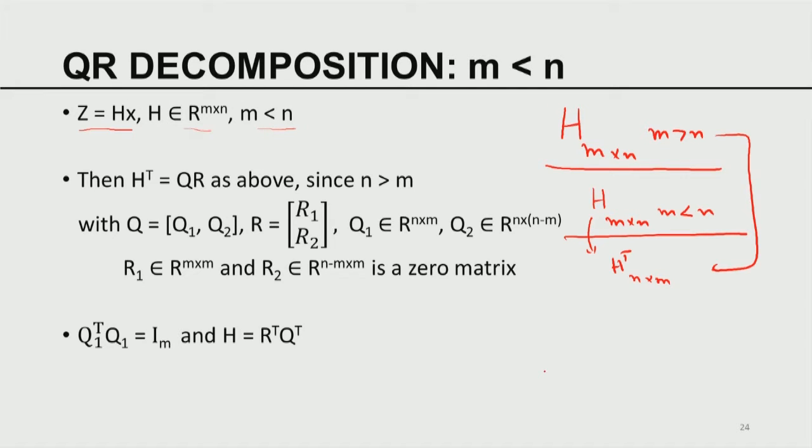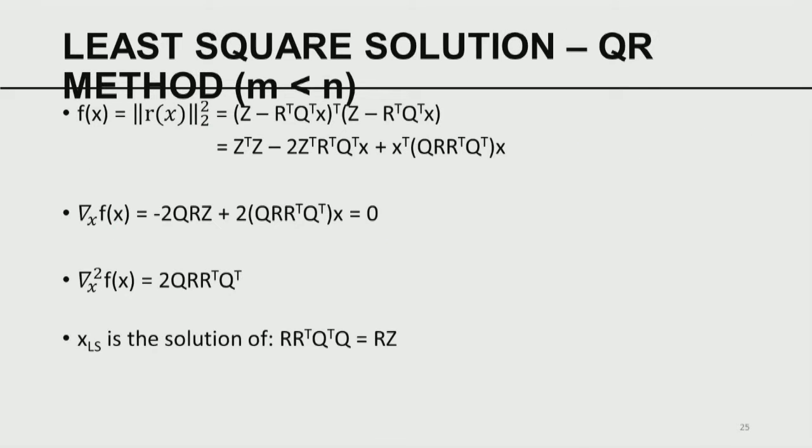That is a quick mathematical enterprise that you can utilize. If you utilize this, you can see the QR decomposition for the lower triangular for the underdetermined case and the overdetermined case are not too different from each other. So I can compute H transpose to QR as above, since in this case n is greater than m. By interchanging the role of m and n, I can apply everything that we saw thus far. Q again is Q1 and Q2, R is again R1 and R2. R1 is an upper triangular matrix, R2 is a zero matrix. Q1 transpose Q1 is Im and H is equal to R transpose Q transpose. So essentially the whole thing flies without much trouble at all.